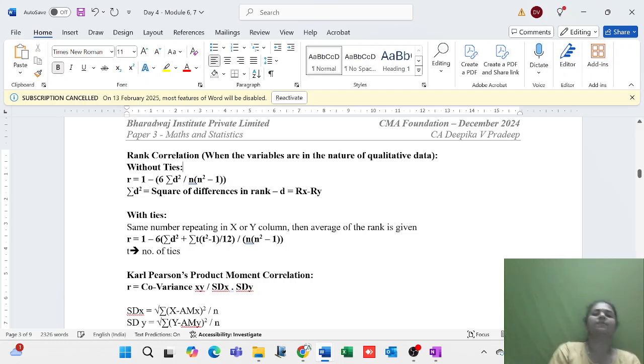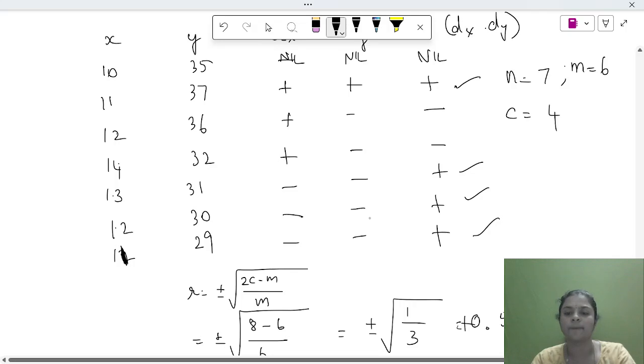Now, with respect to rank correlation, there are two types of formula given. One is without ties, and the other is with ties. Without ties means where there is no repetition of the values. So rank correlation is given as 1 minus 6 sigma d square divided by n into n square minus 1, where sigma d square represents the differences in the ranks of x and y. Let's do one example for rank correlation without ties.